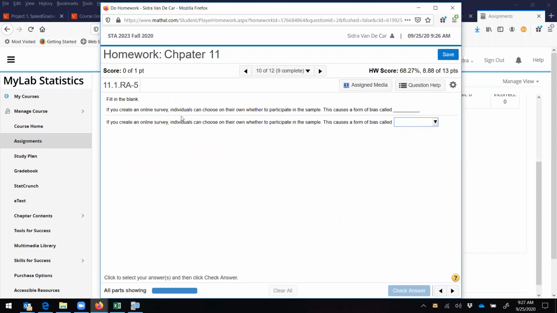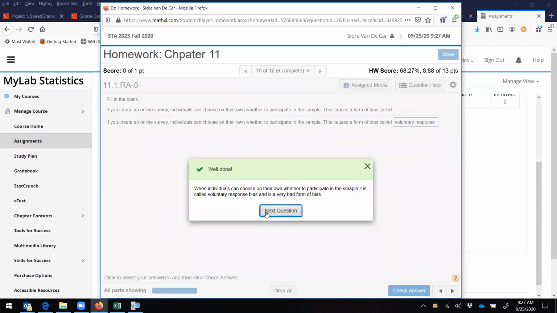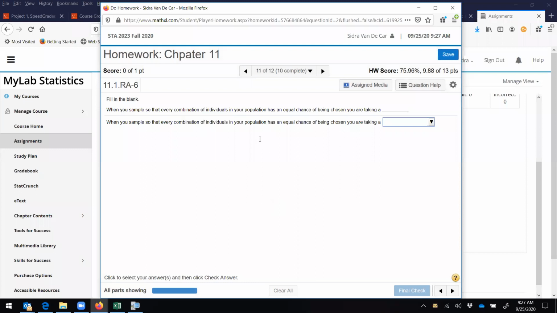If you create an online survey, individuals can choose on their own whether to participate in the sample. This causes a form of bias called voluntary response. When you sample so that every combination of individuals in your population has an equal chance of being chosen, you are taking a simple random sample.